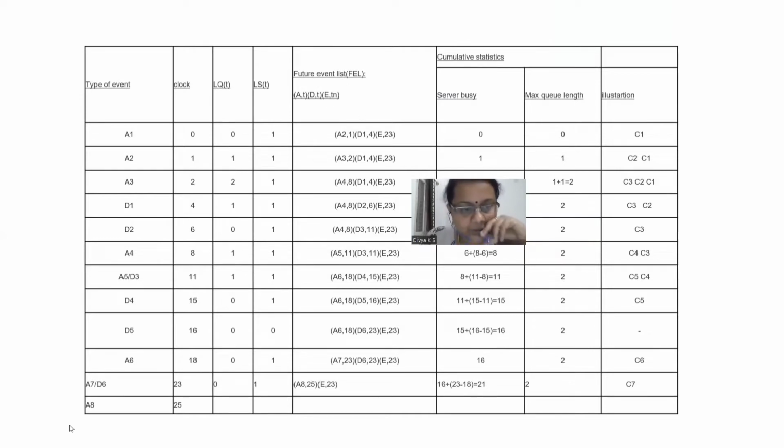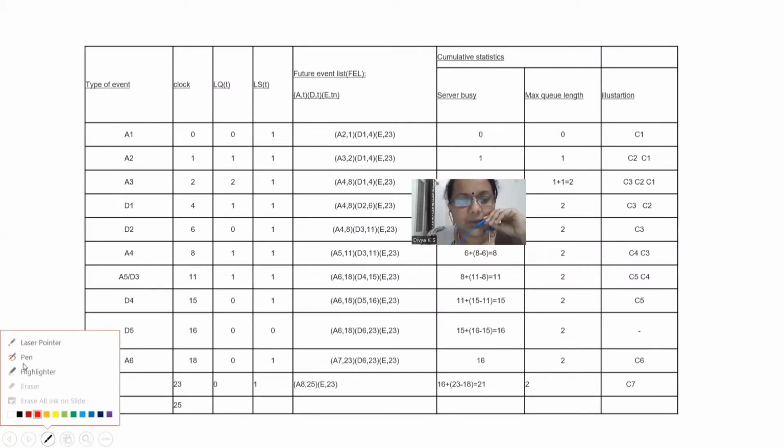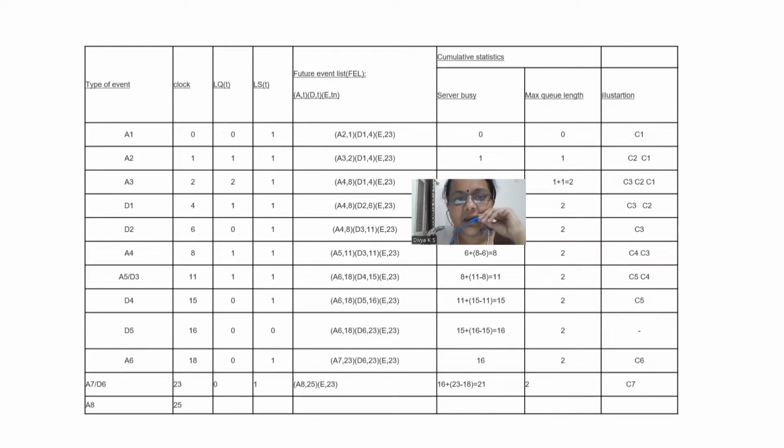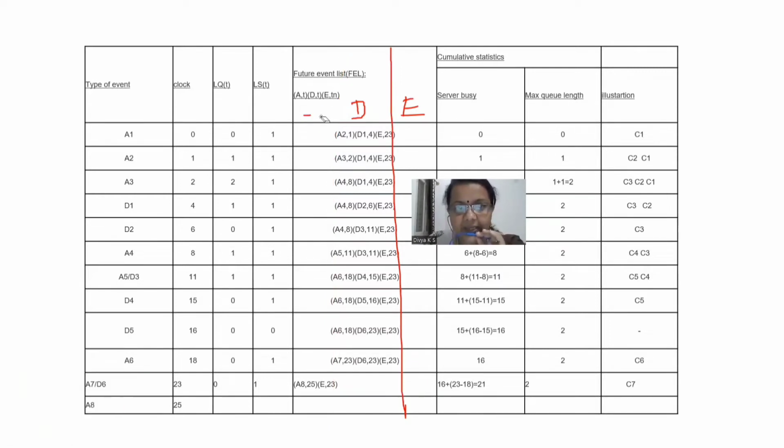And the future event list: if you want, what you can do, you can make it differently. Like in the future event list, you can make it as 3 columns. If you are confused, please make it as 3 columns. Like here you write only the arrival, and here you write only the departure, and here you write the end timing or E list. So it will not be that confusing. Otherwise, like this you write, it is easy only. So if you want, you can make it like that. Otherwise, in a single column also you can make it. Now I will erase it.